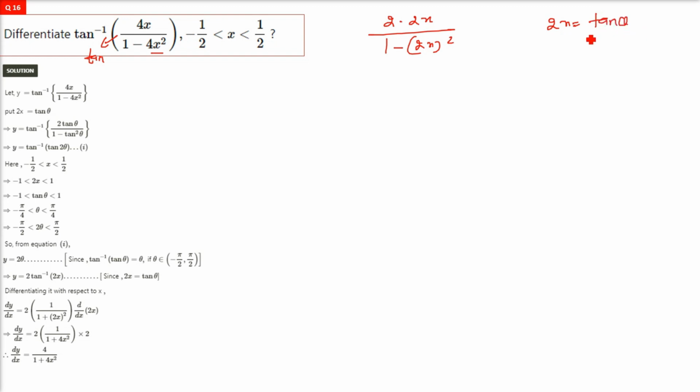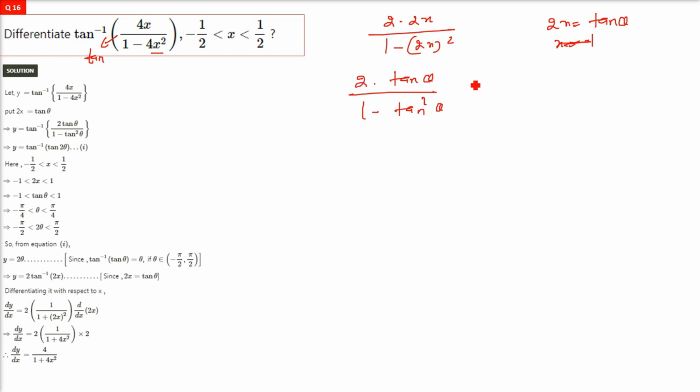If you take 2x as tan theta, then theta will be tan inverse 2x. That we are going to use, but later on. Right now we are at tan theta equals 2x. Let us put it here. So 2 into 2x, we have tan theta, divided by 1 minus tan square theta, since 2x is tan theta.